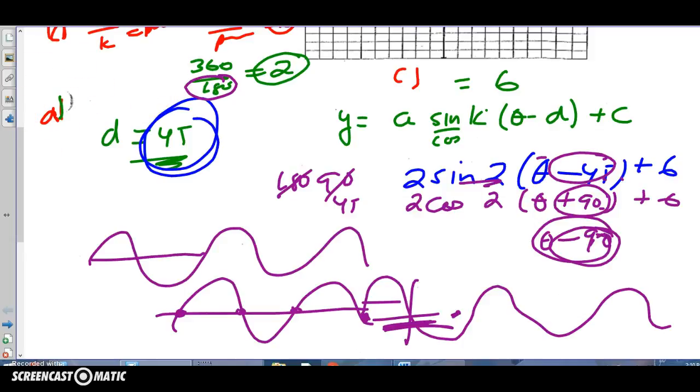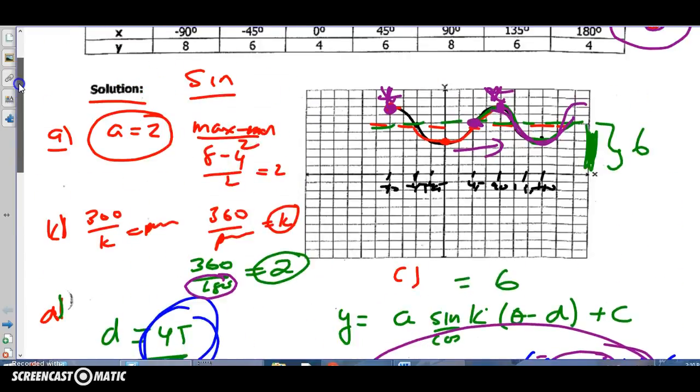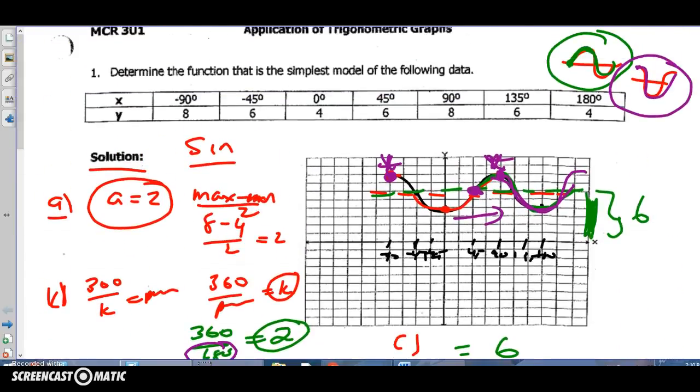If you want to try some more of that stuff, just A, K, D, C. Is this right? Throw this into Desmos. See if you come up with these key points. I think you will. Okay, I hope you will. Otherwise, I made a mistake.